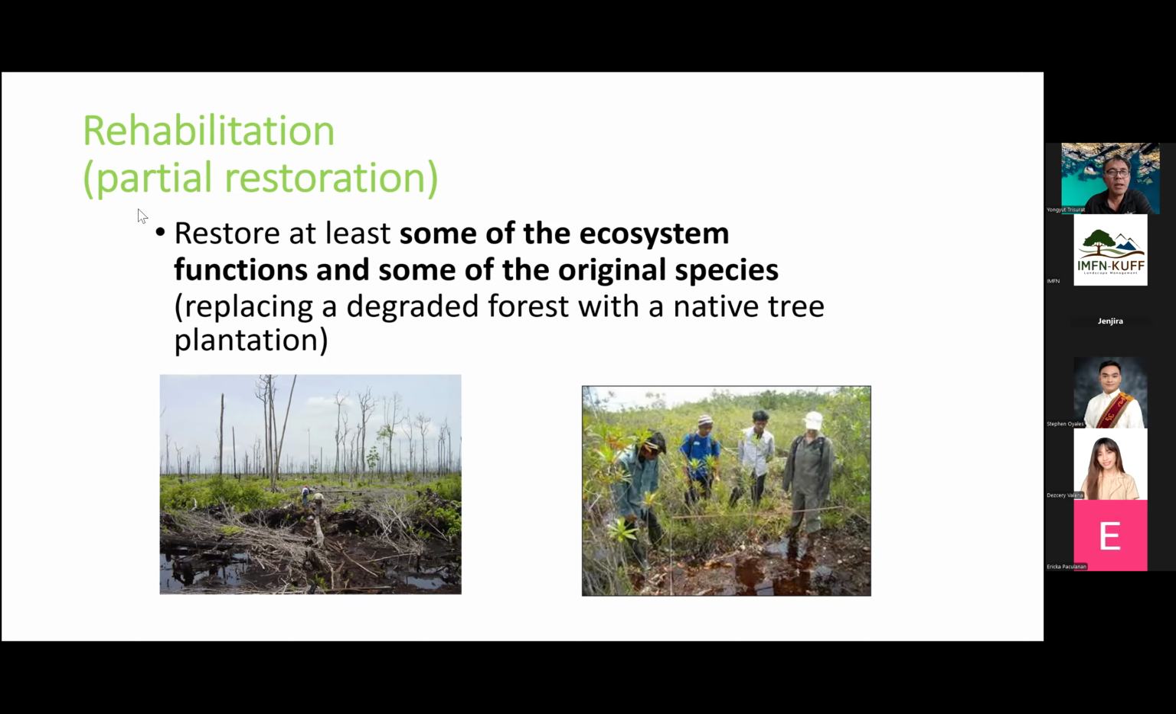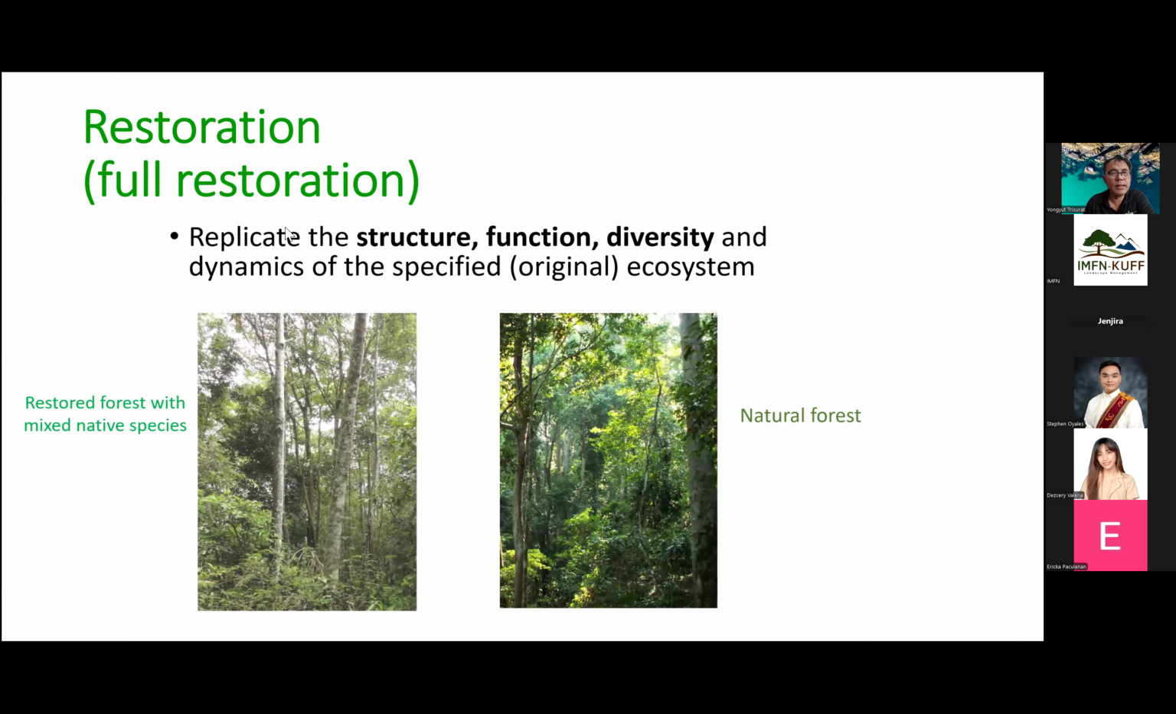Okay. And the last one is the restoration. Restoration is full restoration. It means we replicate the structure, function, and diversity of the ecosystem. So normally we use the mixed native species. So we have the example from the project in Chiang Mai. We call the forest or the rehabilitation system.